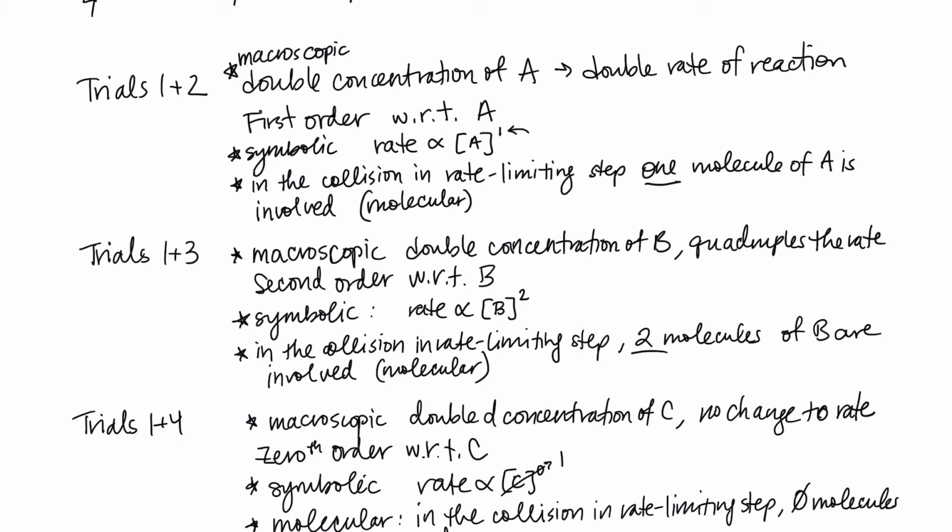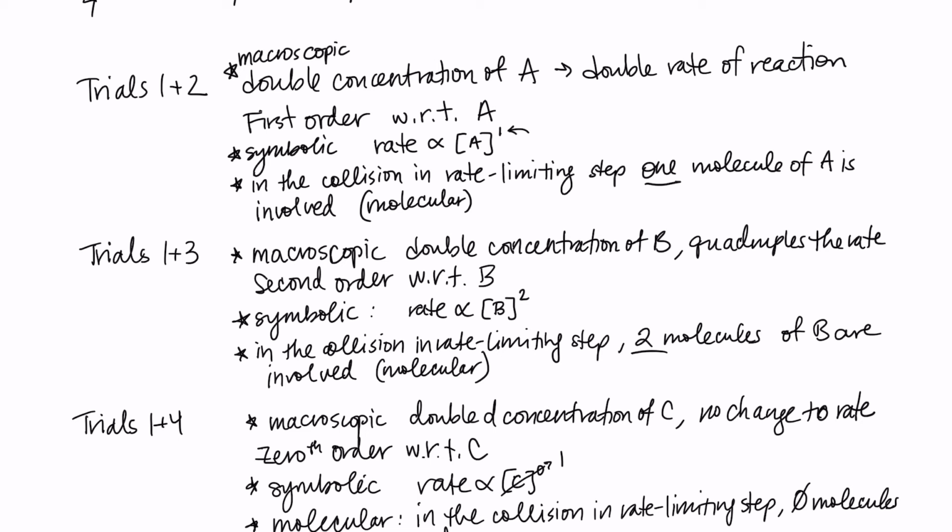Okay, so 3 ways to think about order. The most obvious is probably this macroscopic way. When I double the concentration, what happens to the rate? And then we have the symbolic way, which is also familiar because we see that in our rate laws. And then the last one is the molecular level, maybe the least familiar, but that's telling us when we know the whole mechanism of the reaction, we can determine how many molecules of each thing have to be there.